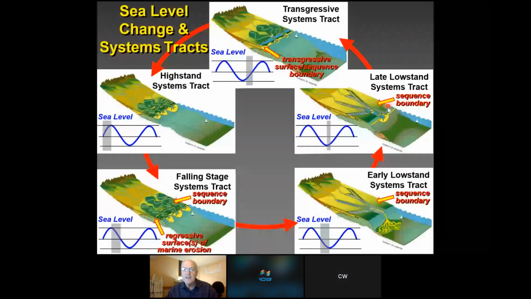Finally, when sea level rises up and over this exposed surface, now waves interact with what was the exposure. So you get transgressive surface erosion coincident with a backstepping of the shallow water systems. So that's the development of one sequence and the systems tracts that make up the sequence.